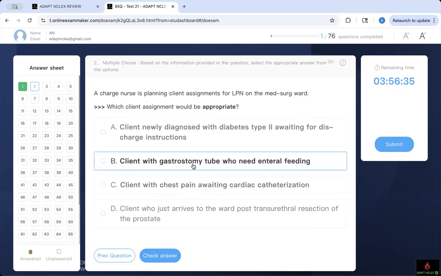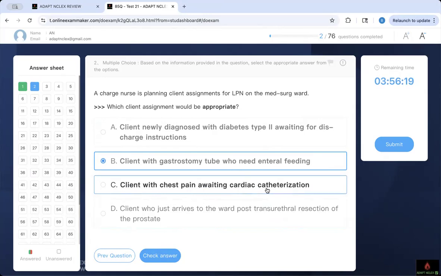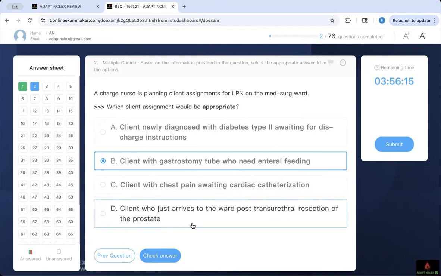Of course, they can take care of a gastrostomy tube because they can provide enteral feeding through the G-tube. Any stoma, they can care for it. Awaiting discharge, they don't provide discharge teaching. Cardiac catheterization will require some teaching, and after that they will require assessment after the placement. Just arrived to the ward needs an assessment. Those are all RN responsibilities.